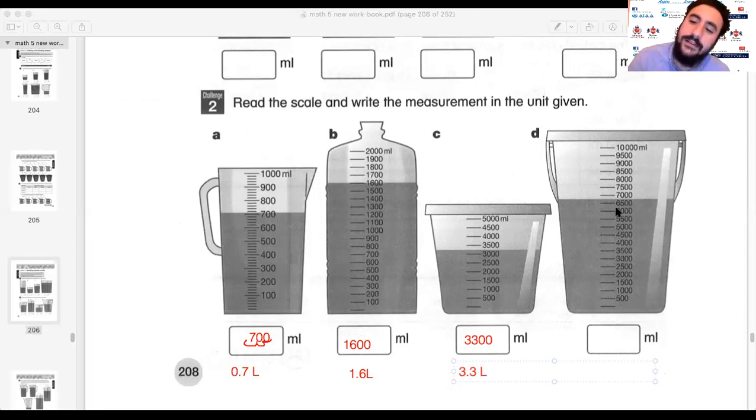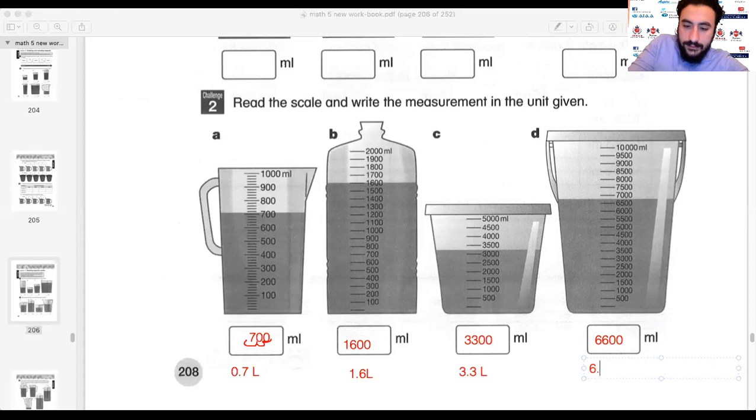No, it's going to be 6,600 or 6,700, as you said. So I'm going to take your answer, which is 6,600, right? Okay, so if I want to convert it into liters, Yasin, what should I do? Divide by 1,000.